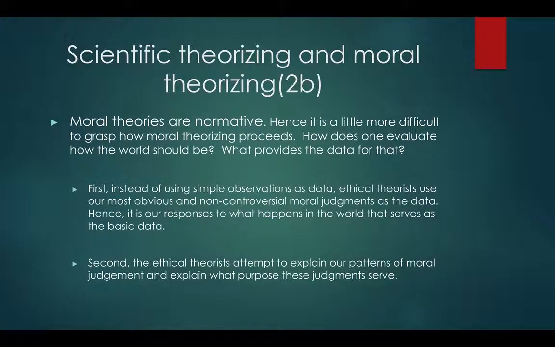Moral theories are normative, hence it is a little more difficult to grasp how moral theorizing proceeds. How does one evaluate how the world should be? What provides data for that? So again, if you're just trying to account for how the world is, you can experience how the world is directly. How does one go about saying how it ought to be? Okay, well first, instead of using simple observations as data, ethical theorists use our most obvious and non-controversial moral judgments as the data. Hence, it is our responses to what happens in the world that serves as the basic data.